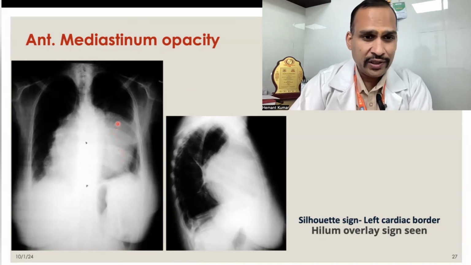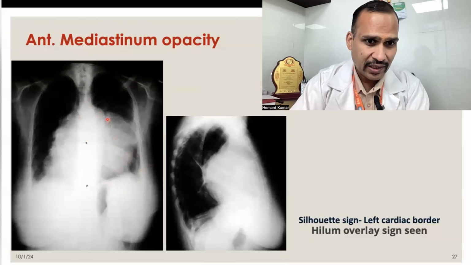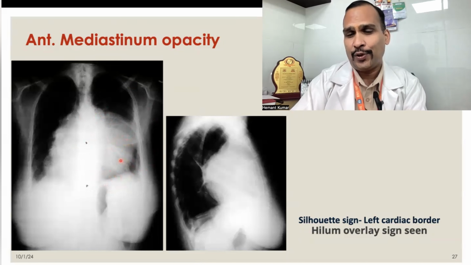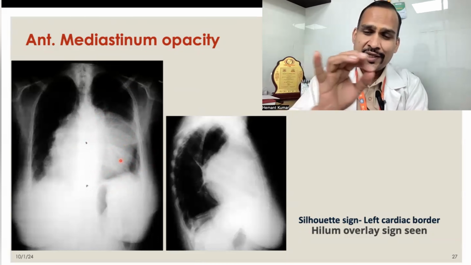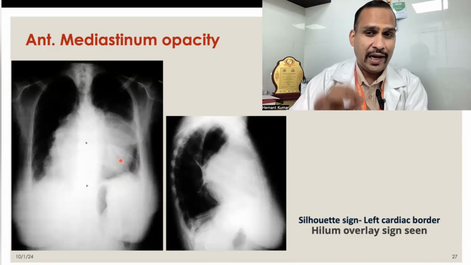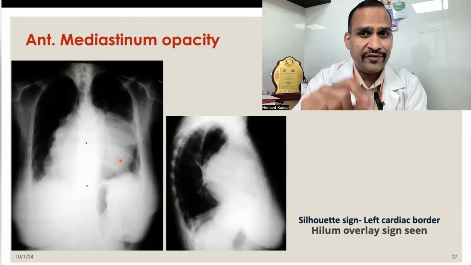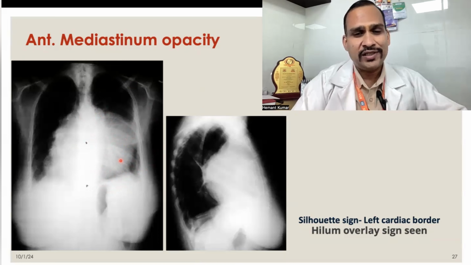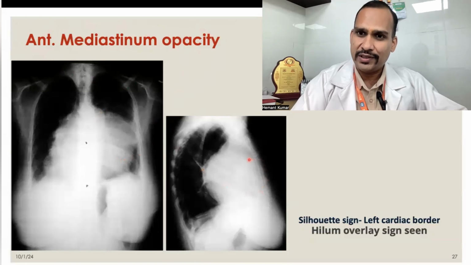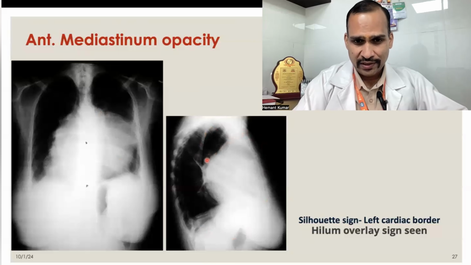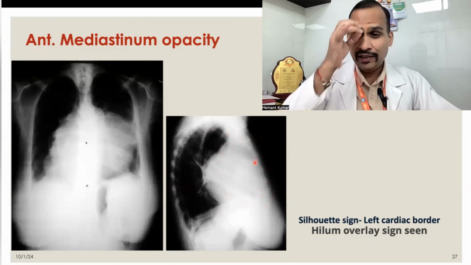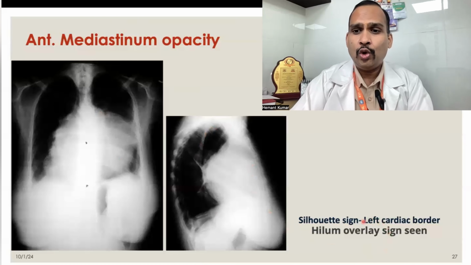So if we see carefully in this X-ray, this is the opacity, and you cannot find the left heart border. So this is the silhouette of the left heart border. And I told you the heart is there in which compartment? This is the anterior mediastinum. The heart is there in the anterior mediastinum. So this is an anterior mediastinal opacity. If you see the lateral X-ray, you can see this is there in the anterior compartment.